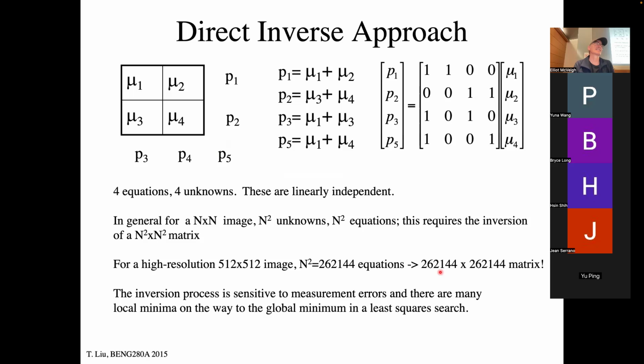That's a big matrix. So inverting that matrix explicitly, up until recently, was kind of beyond what we wanted to do at all. And the other thing is, remember, these p values, and we're going to have 262,000 of these things, they have noise on them. So they're not exact. So there will be noise amplification in this inversion process. And so usually this is not the way reconstruction is done, although it can be if you use some tricks for inverting really large matrices, etc.